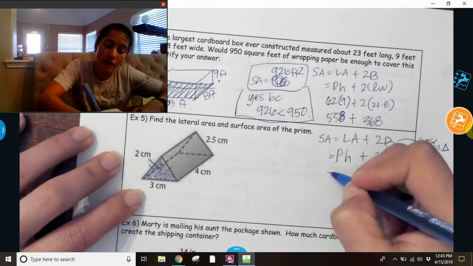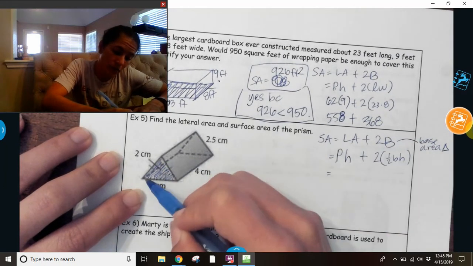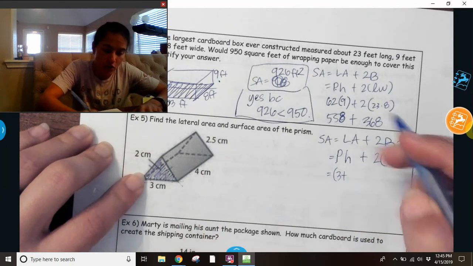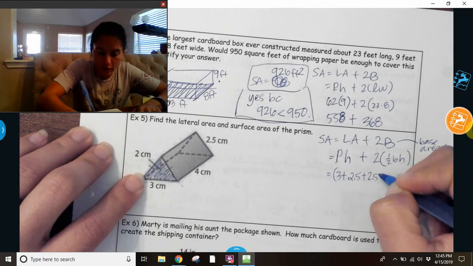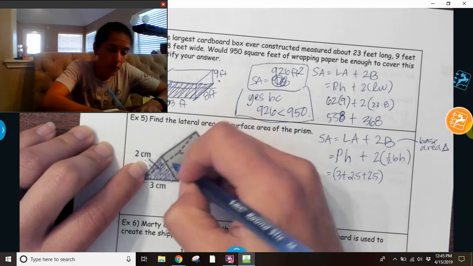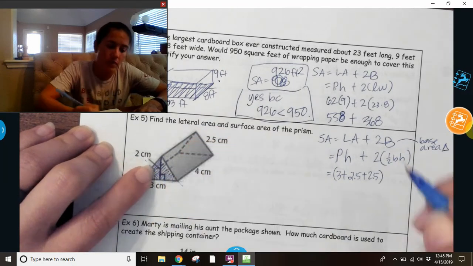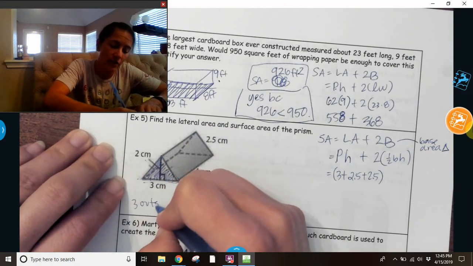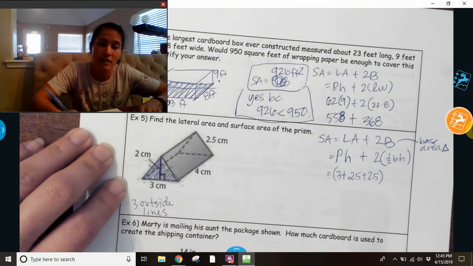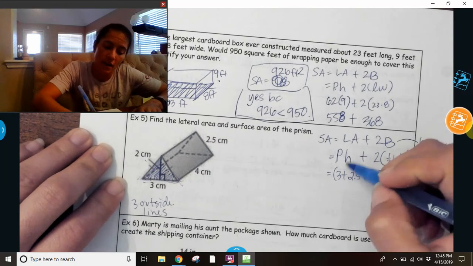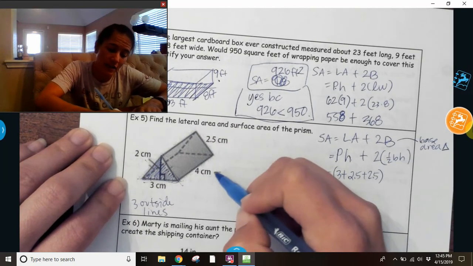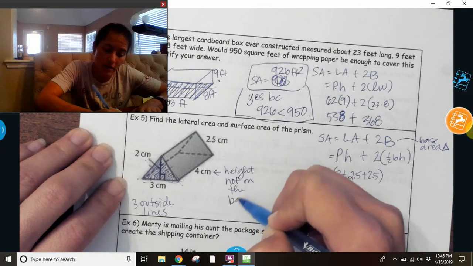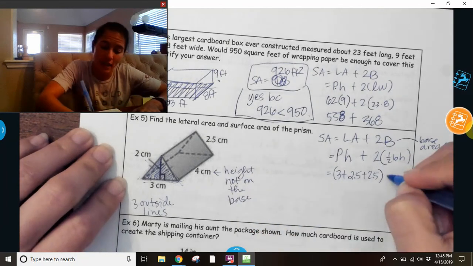Now, the perimeter of the base, so we know this bottom one is 3, and the 2 sides are 2.5. This 2 is going right here down the middle. That would be the height of the triangle. But the perimeter, you have to add the 3 outside lines. The height of the prism, remember the height is not on the base. The height is not on the base.